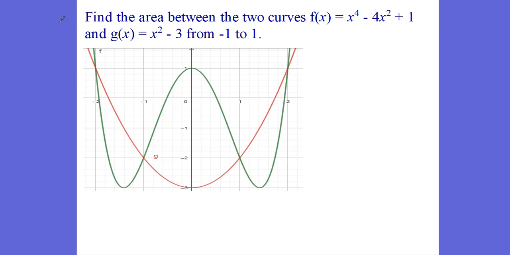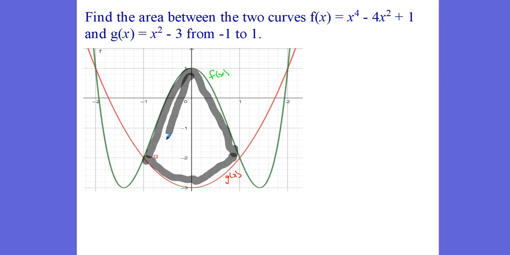So let's put some problems to this. Okay, we're going to take a look at what is the area between the two curves of f of x. My f of x is this one right here on the top. We have our g of x, this one right here in red, and we want to find the area between these two curves from -1 to +1. So we're going to try to find this area in between these two functions right here, all of this area in between there.